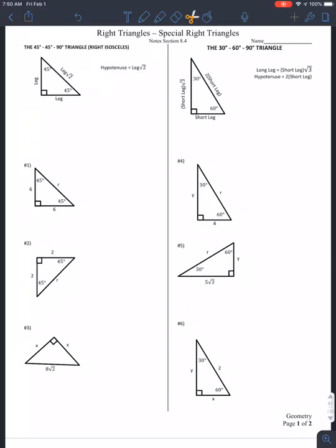This is section 8.4, special right triangles. There are two special right triangles. There is the 45-45-90 triangle. There's the 30-60-90 triangle. The relationships of the sides of these triangles need to be memorized. It's that simple. Let's take a closer look.